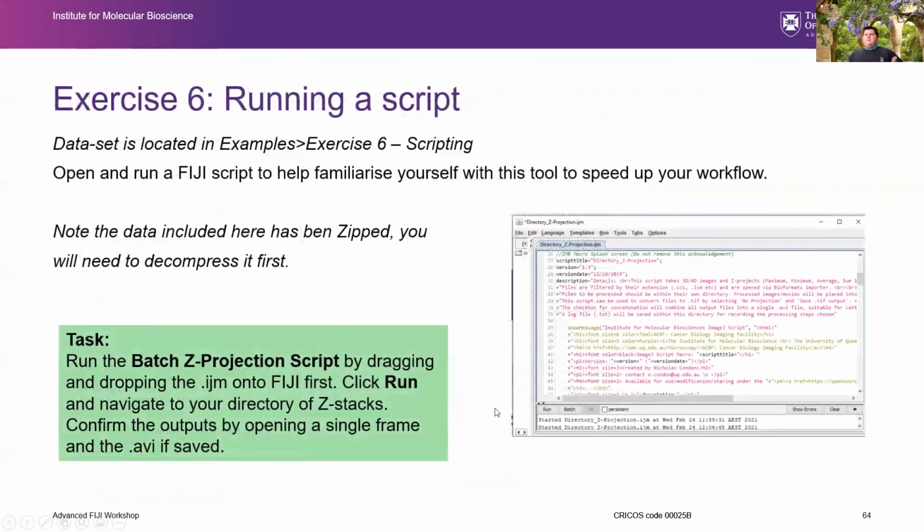So I've given you this script. It's located in exercise 6. There's a folder in here that may be zipped that contains a series of ZStack files. So we're going to open and run the FIJI script to familiarize yourself on how this tool may speed up your workflow. So it's quite a significant amount of data. So I did zip it, so you may need to decompress it first. So we're going to run our batch projection script.